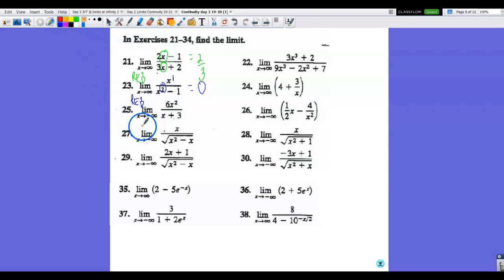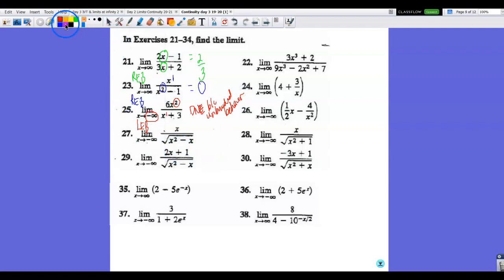In number 25, we are looking at left-end behavior because we're traveling towards negative infinity. I have a degree in the numerator of 2, degree in the denominator of 1. I have a top-heavy function, therefore there's no horizontal asymptote, there's a slant asymptote. So the limit does not exist because of unbounded behavior.